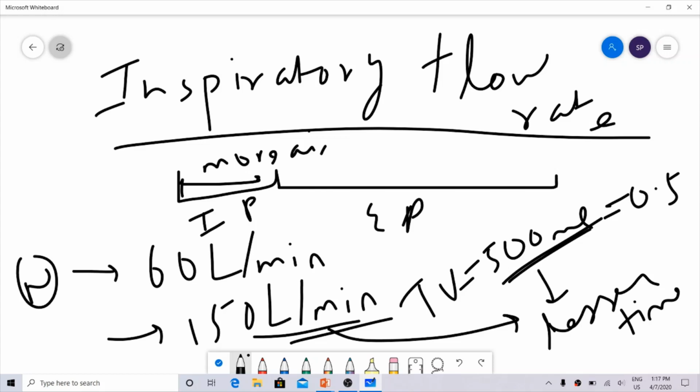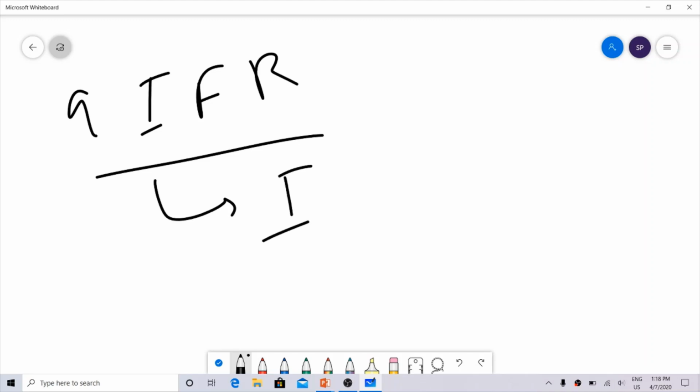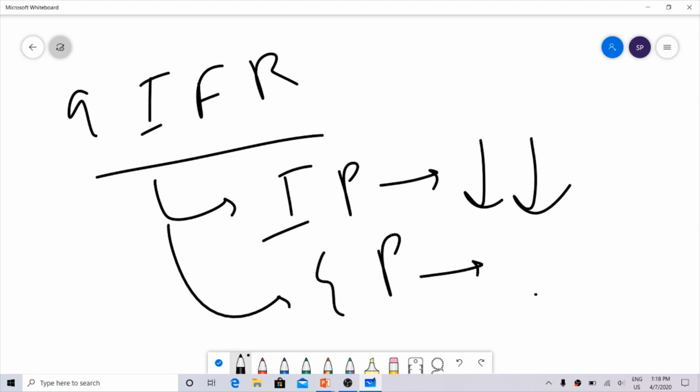So what does this basically do? If you increase the inspiratory flow rate, your inspiratory phase reduces and your expiratory phase increases. The patient will get the same air. Let's say the cycle was 3 seconds. Initially the patient was getting all 500 ml of air in 1 second and the remaining 2 seconds the patient was exhaling. Now you deliver that same amount of air in 0.5 seconds, so the patient can exhale in 2.5 seconds. So the patient gets more time for exhalation.